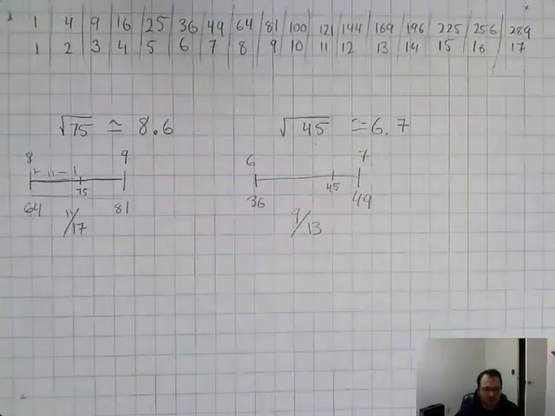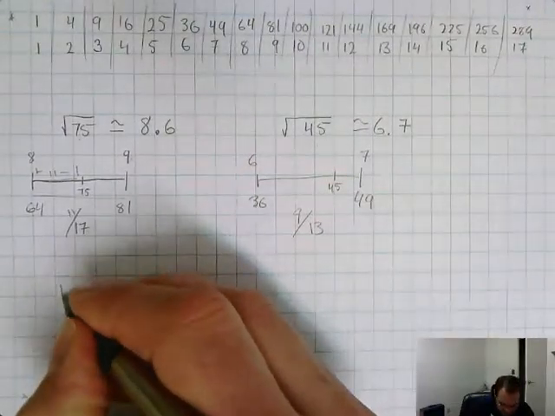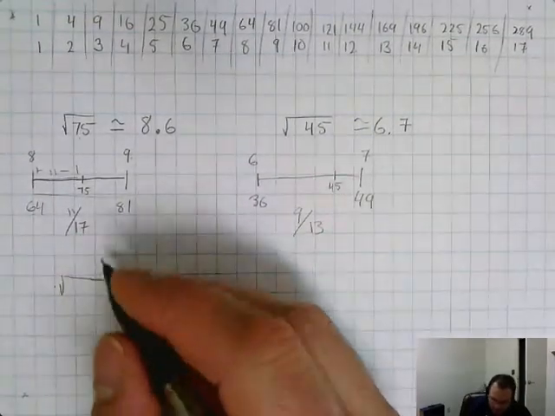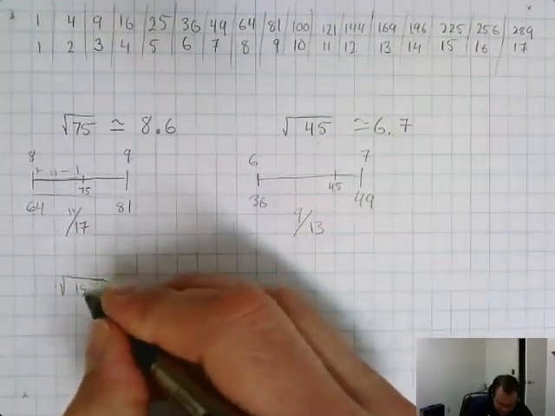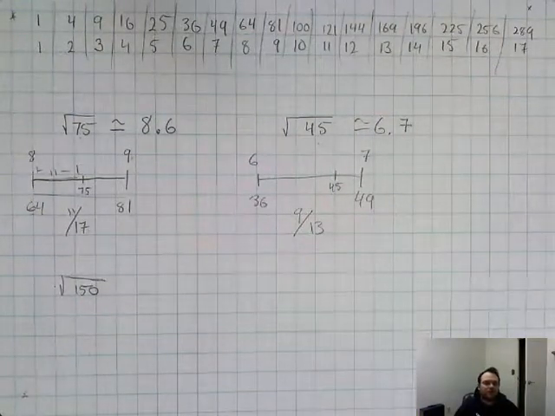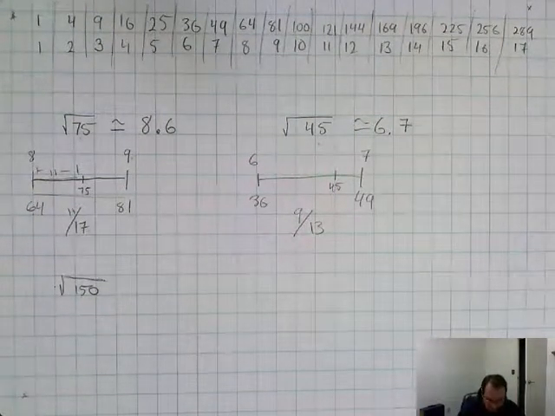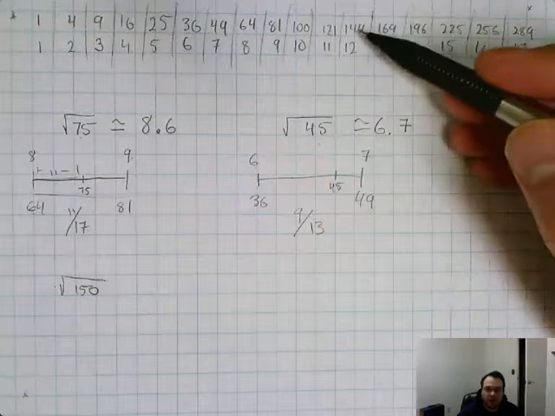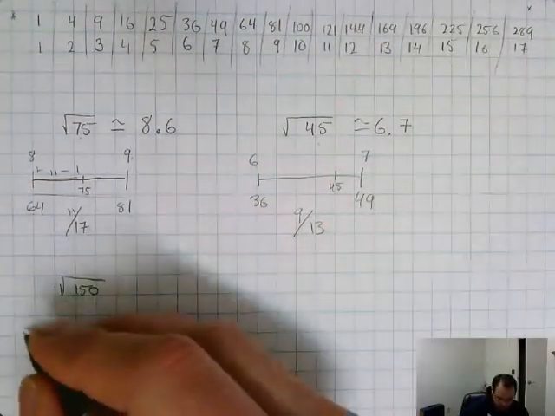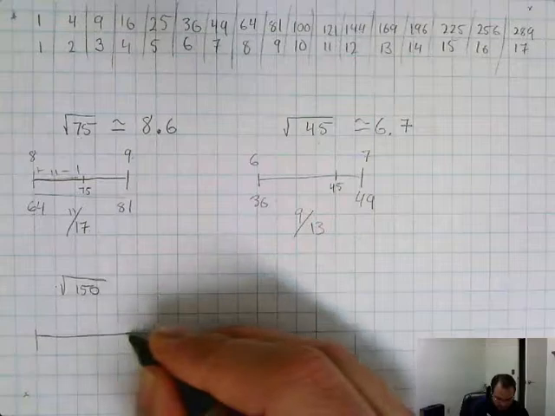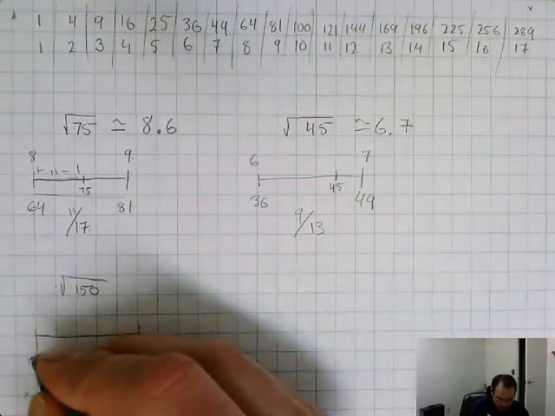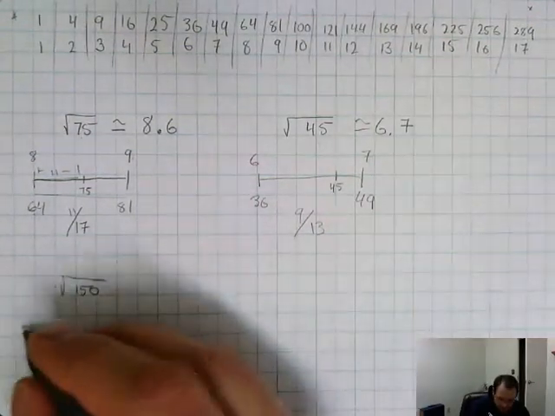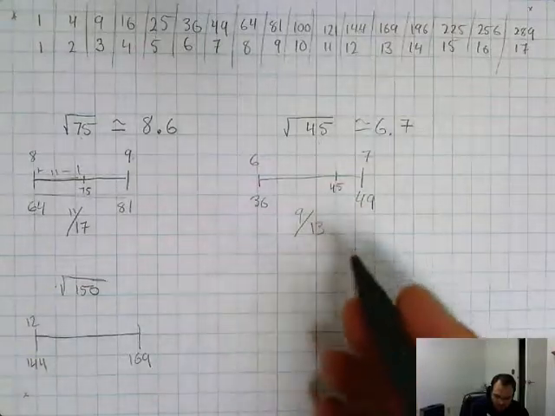Let's look at one more example. Let's try the square root of 150. What is 150 between? It's between 144 and 169. These two are going to be my benchmarks. 144 is 12 squared and 169 is 13 squared.